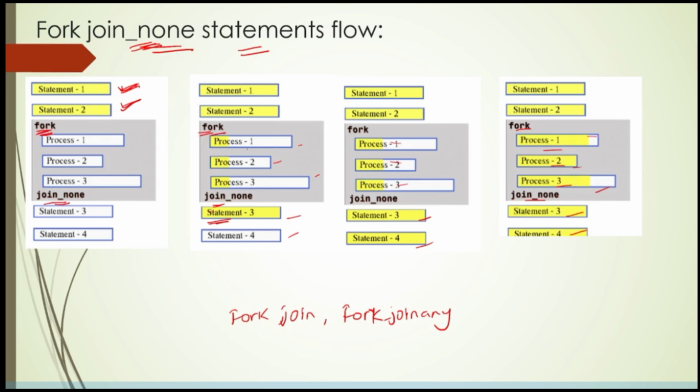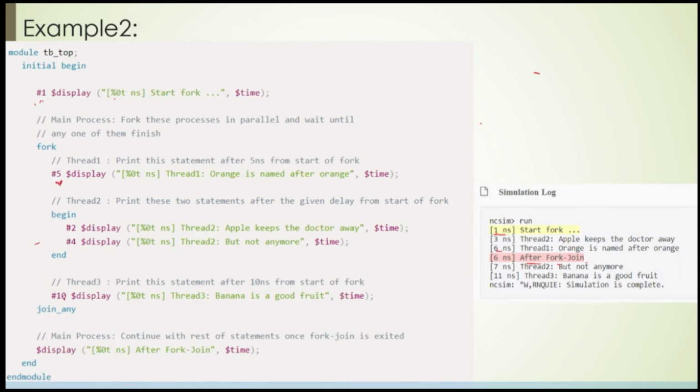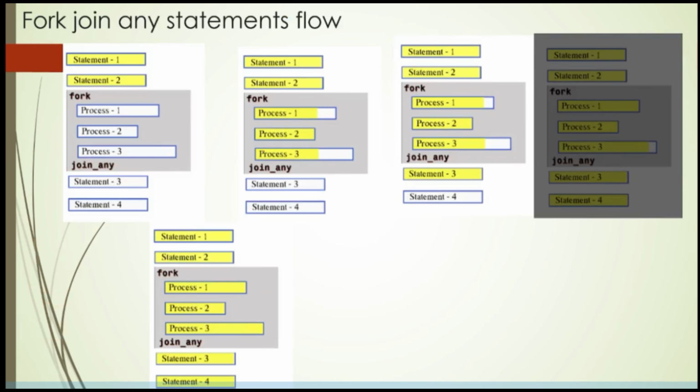Because in the case of fork join any, if you see in the same example, until at least process 1 is completed, since it has the smaller time delay, the statement 3 won't be executed. That means the compiler won't leave the fork join any block. So statement 3 won't be executed.